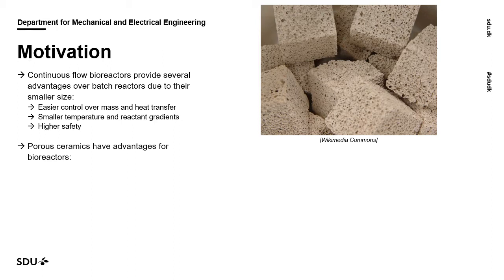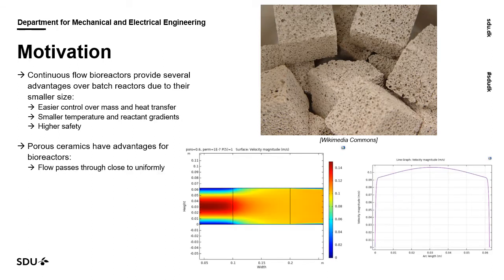Porous ceramics have several advantages for bioreactors, and that is that the flow can pass through, and it does that at close to a uniform rate, as we see here, that a parabolic inlet is sort of spread out as it passes through a porous domain. We can control this rate by varying the porosity, and more importantly, we can seed it with reactants in order to make these continuous porous reactors.